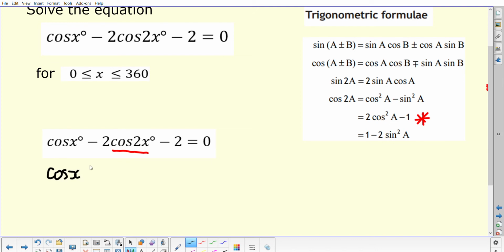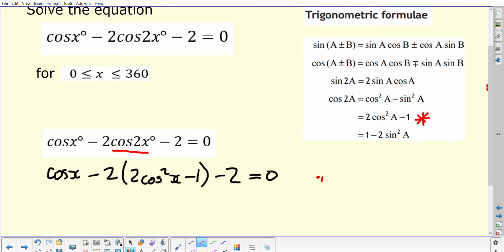What you should have written down in your working, the next line, should be cos x minus, that 2 is going to multiply your expression for cos 2x, so you need to be using brackets here because it's more than one term. So we've got 2 bracket 2 cos squared x minus 1, and then you've got minus 2 at the end of that equals 0. You would in an exam get 1 mark at this point, and you can check your own work and see whether you would have got that mark.